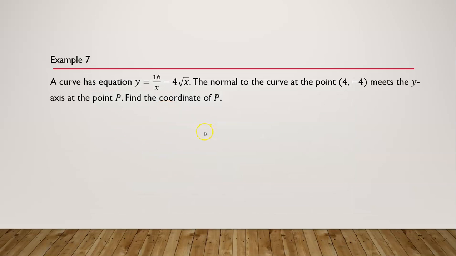Okay, I'll continue. A curve has equation y equals 16 over x minus 4 square root of x. The normal to the curve at the point (4, -4) meets the y-axis at the point P. Find the coordinates of P. If you don't understand, reread it again. You have a curve, this is the equation. Say this is your curve, and you don't know how your graph looks, so we just put it like this. y equals 16 over x minus 4 square root of x.